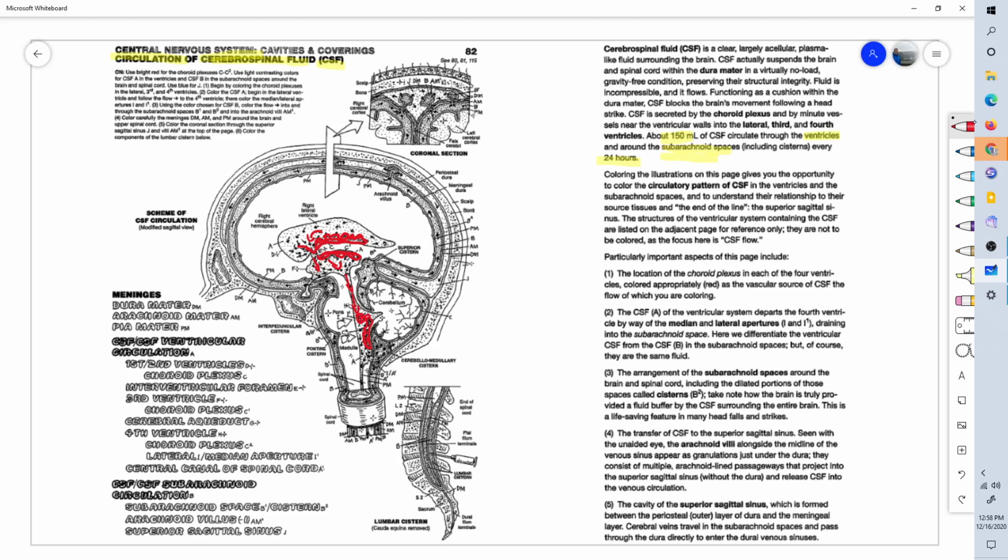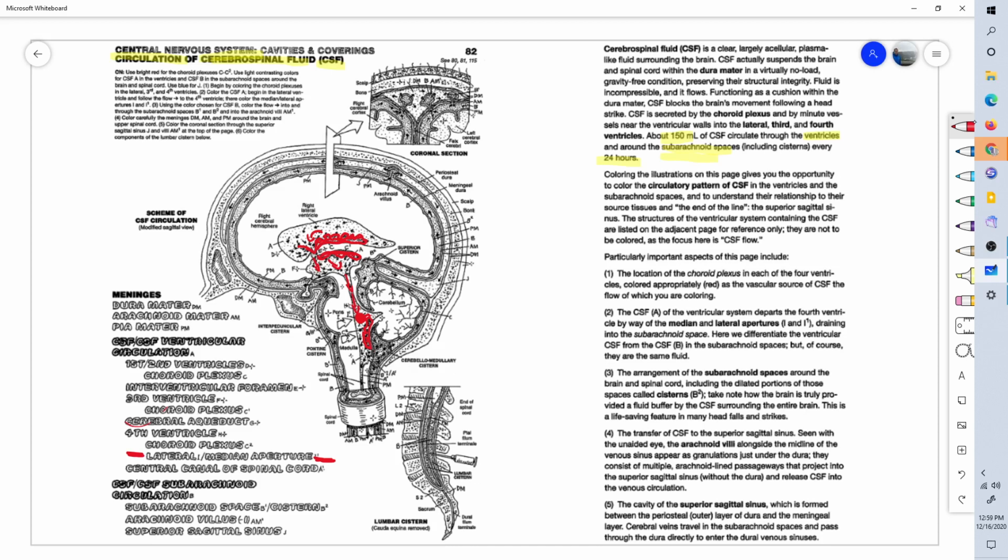This little spot is called the aperture, the medial and lateral apertures. This little hole right here, it's a tunnel that travels from the ventricles to the subarachnoid space. Here it is right here. The lateral and medial apertures. An aperture of a camera is an opening, yes? It's an opening from the ventricles to the subarachnoid space.